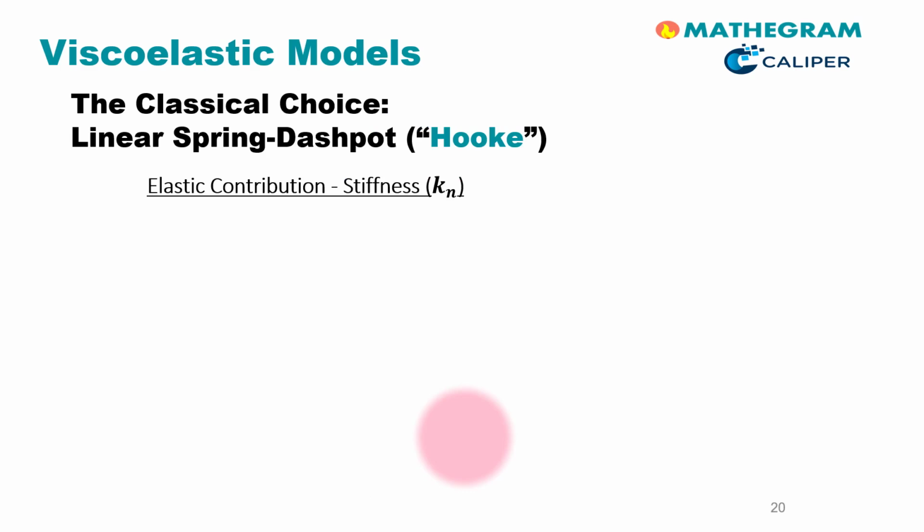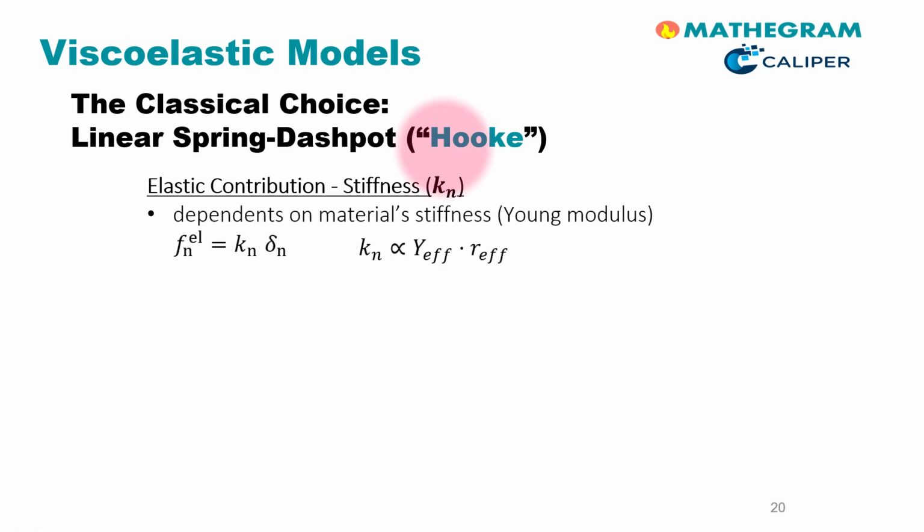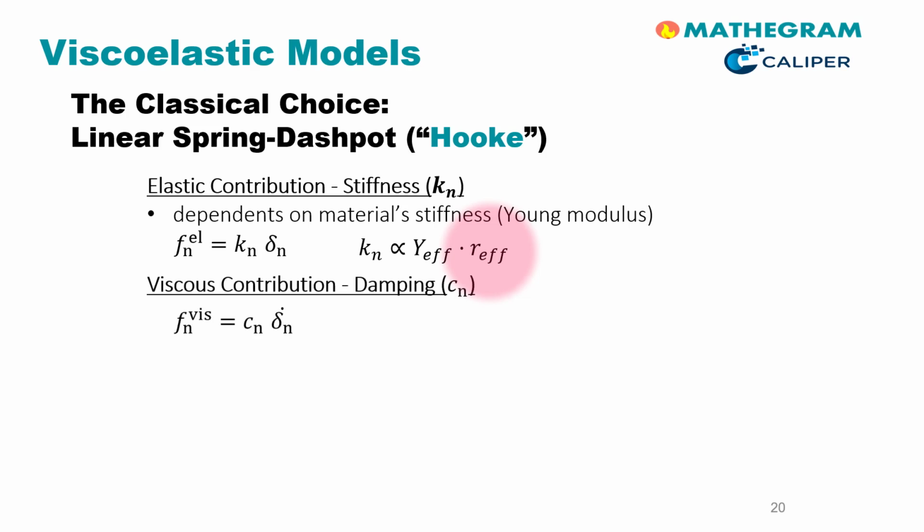We now have a closer look at the simplest viscoelastic force model, which is the linear spring dashpot or Hook model. Here the elastic force depends on a stiffness parameter Kn, which is related to the effective Young's modulus of the colliding pair of particles, as well as an effective radius of these two colliding particles. As you can see, there is nothing magic. Larger Young's modulus results in a larger stiffness and hence a steeper increase of the contact force with the normal overlap delta n.